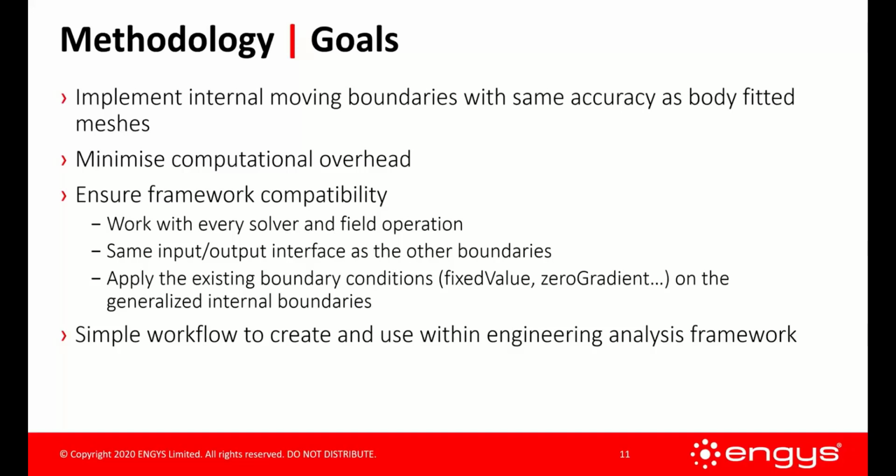We wanted the same input and output interfaces as other boundaries. We didn't want to create a new data structure that existing post-processing software might have an issue viewing, and that users might encounter problems with down the road. We also wanted to be able to apply existing boundary conditions, such as fixed value and zero gradient, so Dirichlet, Neumann, and Robin boundary conditions, on these generalized internal boundaries. So really, GIB, generalized internal boundaries, we wanted it to be generalized. And finally, we wanted a simple workflow to create and use within an analysis framework.